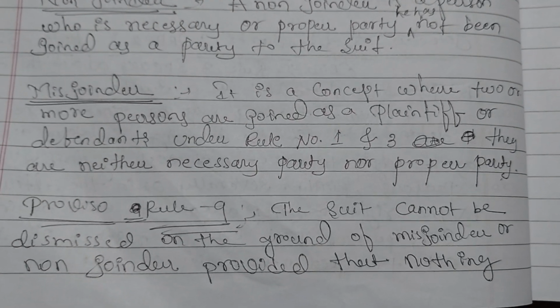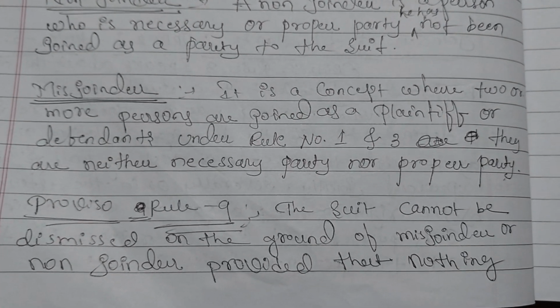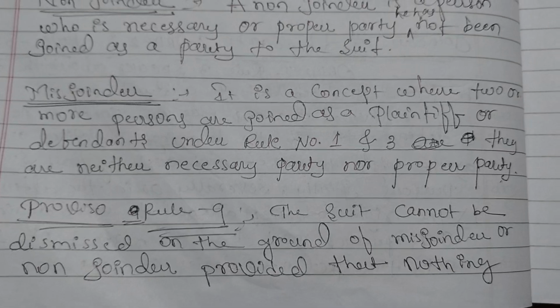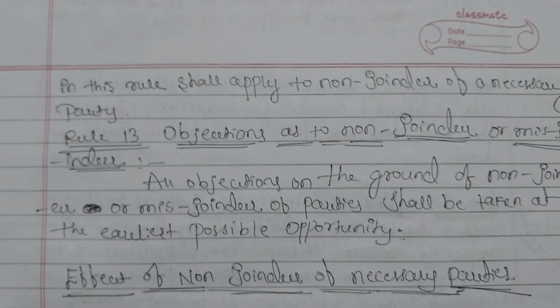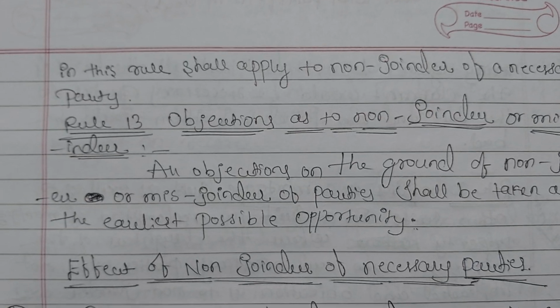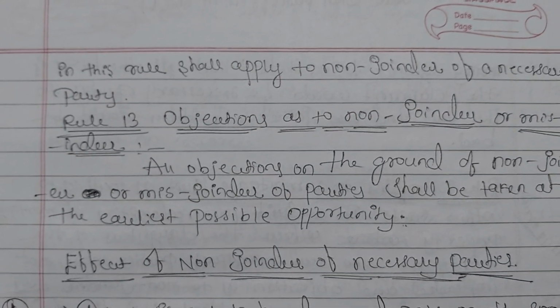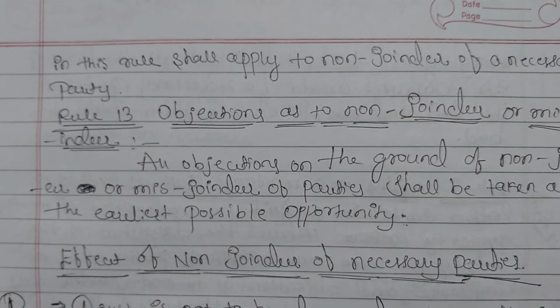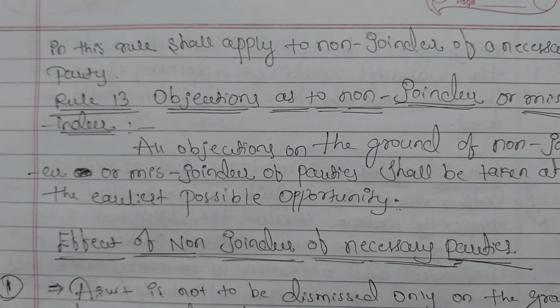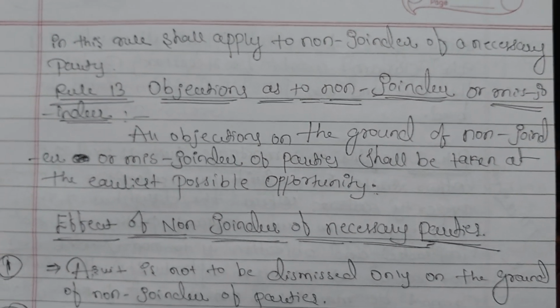Provision, Rule 9: the suit cannot be dismissed on the ground of misjoinder or non-joinder, provided that nothing in this rule shall apply to non-joinder of a necessary party. Rule 13: objection as to non-joinder or misjoinder.